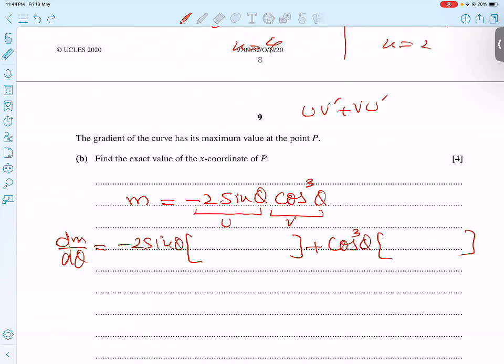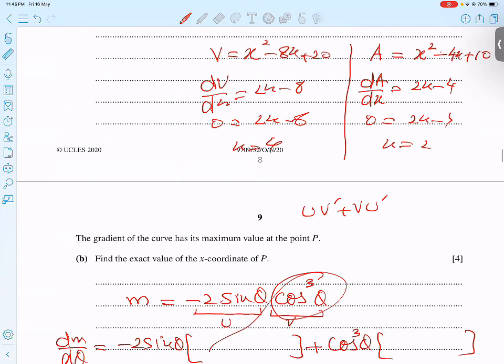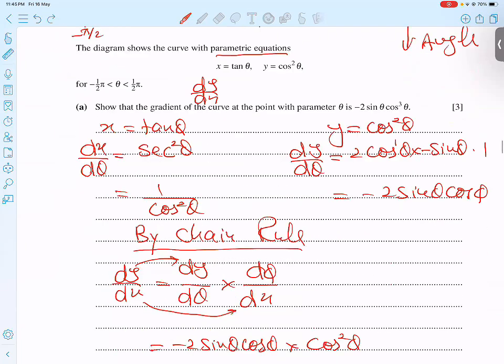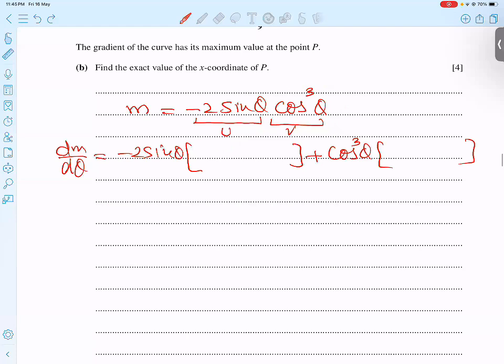So this is a derivative. What I said before, on the top is power, base, and angle. 3 criteria, 3 levels we have. So first of all, 3 will come down. Power becomes 2. Base derivative is negative sine theta. Angle is 1. I hope the concept is very clear. And what is this derivative, student? Including the -2, so -2 cos theta.